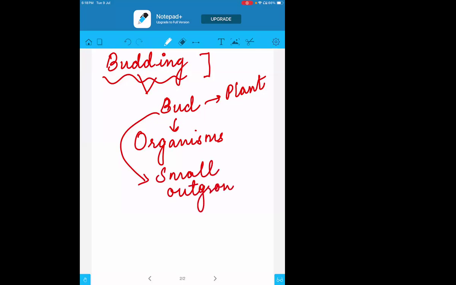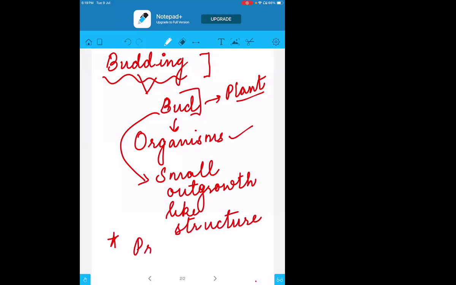So both buds are different. In the plant, the bud is actually the immature part of the plant, whereas in the case of the organism, the meaning of bud is a small outgrowth-like structure. In the board exam, they give you the name protuberance, or it is also called protruding.